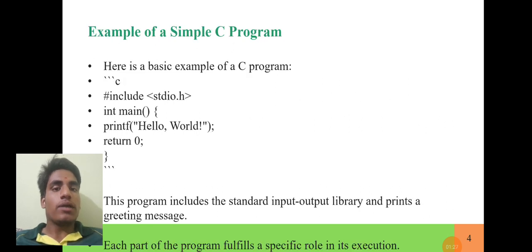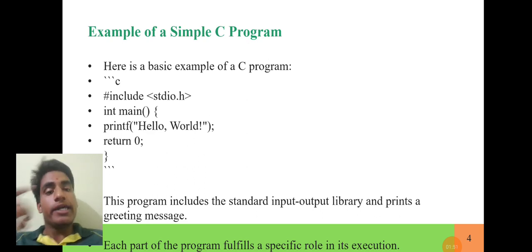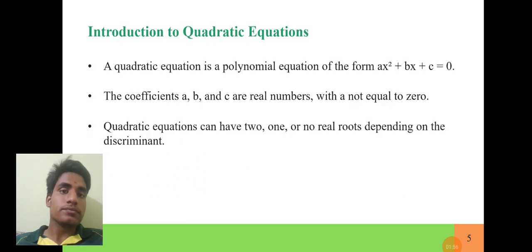Example of the C program. The basic example of C program includes the header file, also known as preprocessor directives. The next is the integer main function, and hello world is the output. This program includes the standard input output library and prints a greeting message. The hello world is the greeting message, and the return 0 is for the output. Each part of the program fulfills a specific role in the execution.